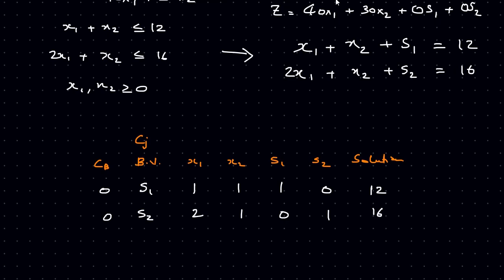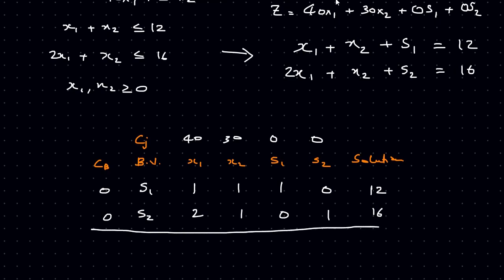Then the cj values will be the coefficients from the objective function. So we have 40, 30, 0 and 0: corresponding to x1 we have 40, then x2 30, then for s1 and s2 it's 0. Now we have everything we need, so we can start.